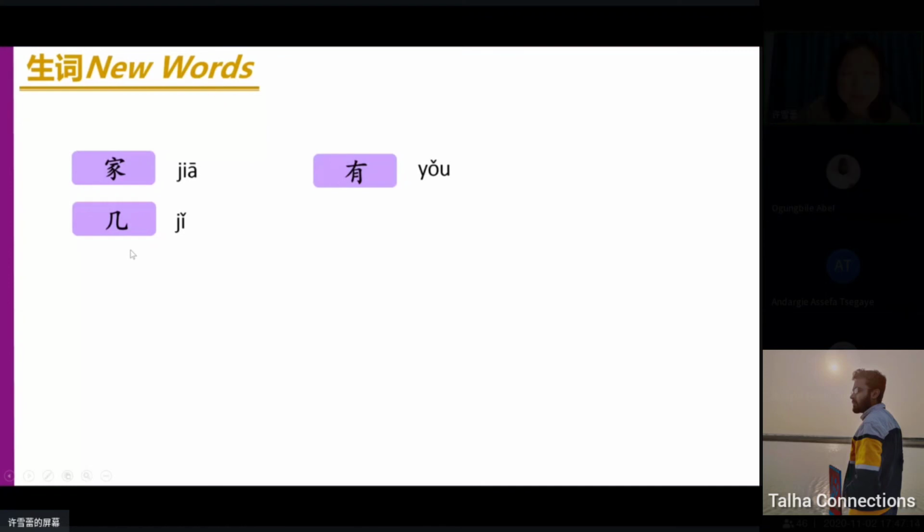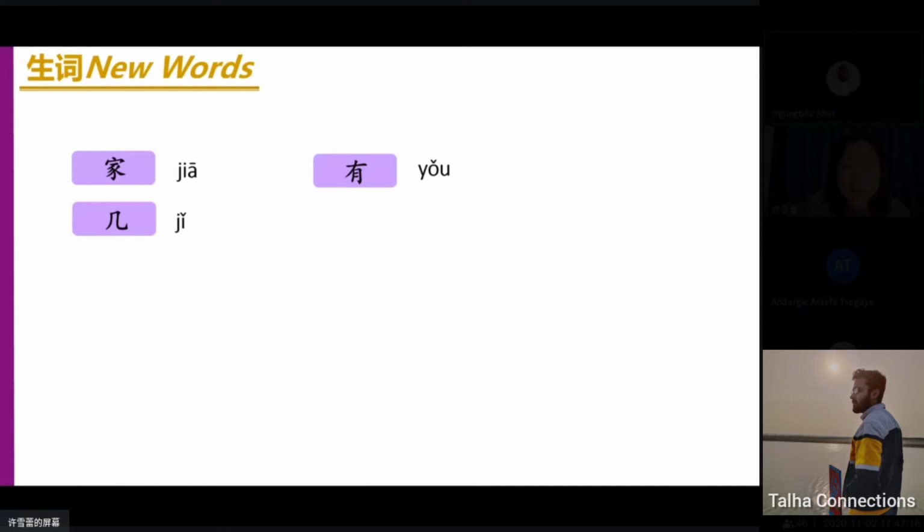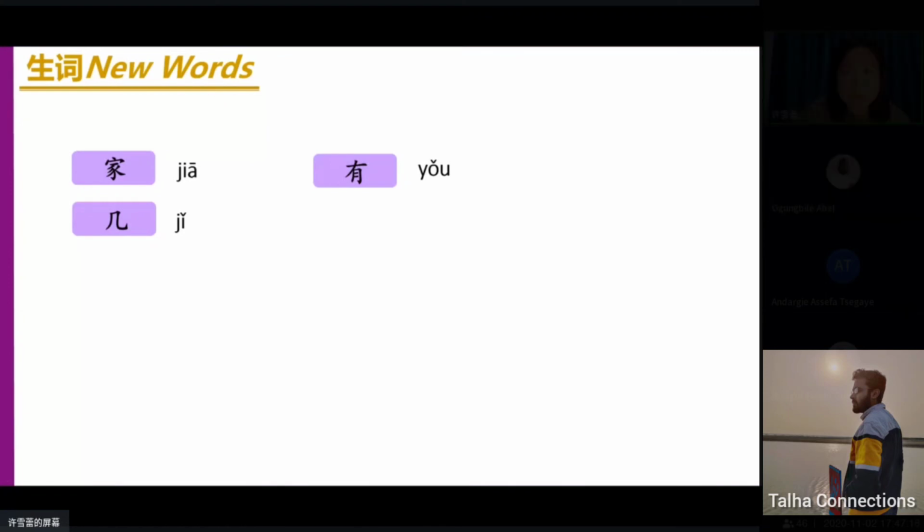Here, in this unit, 几 is used as a question word to ask about the number. For example, later we're going to ask how many people are there in your family. We are going to use 几 to ask how many people are there in your family.